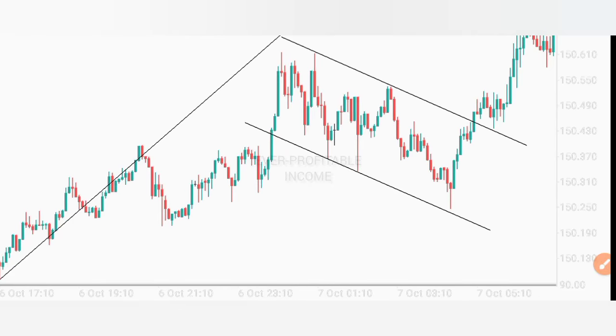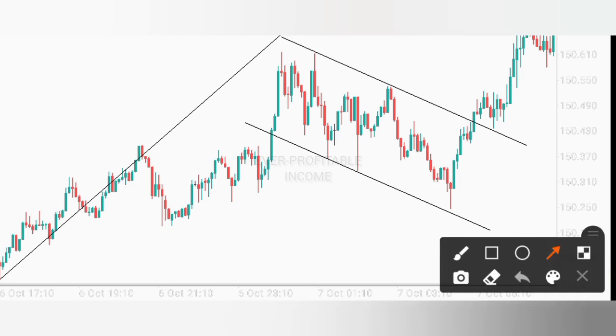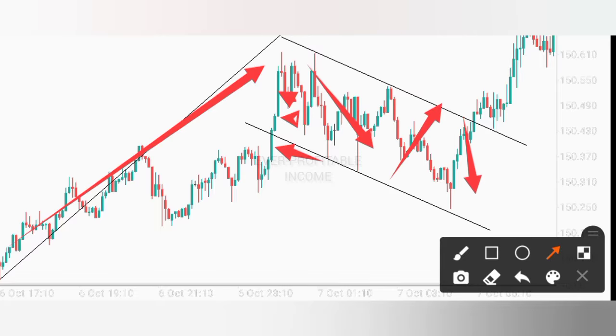So this right over here is your flag pattern. Now, how did we identify this? We identified this by the presence of a strong flag pole. Can you see that? We have the large candlesticks appearing here, large candlesticks appearing before the consolidation. So we have the strong pole, and then the period of consolidation forming the flag.